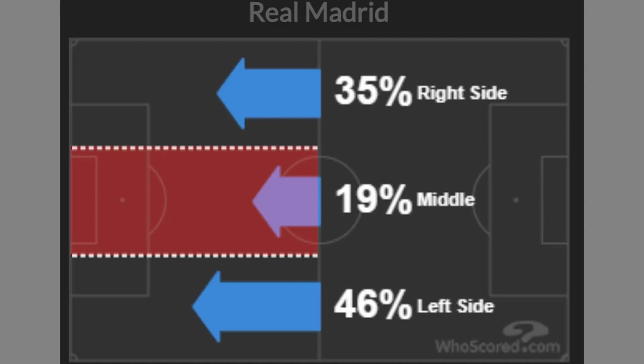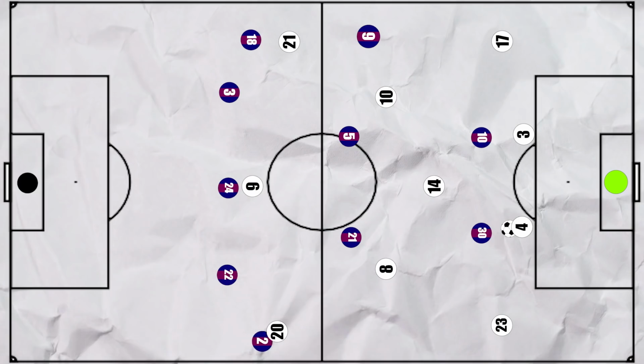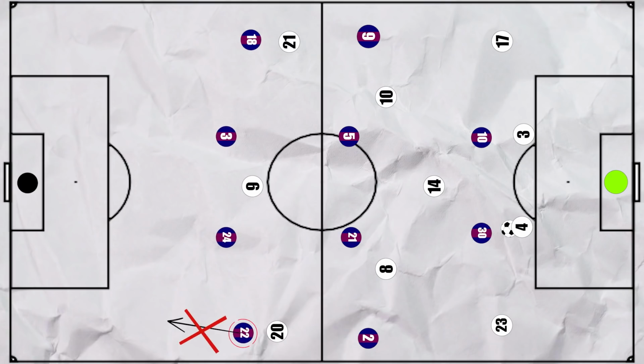Real looked to exploit the wide regions time and again, particularly the left-hand side. This is because there could be positional confusion between Mengueza and Dest as to when they were meant to be in a 4 or a 5, but also because Mengueza isn't particularly quick as a right-back, which was a dangerous prospect as Barca were defending with a high line.